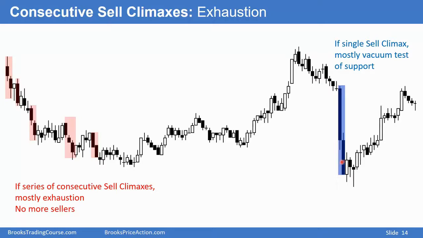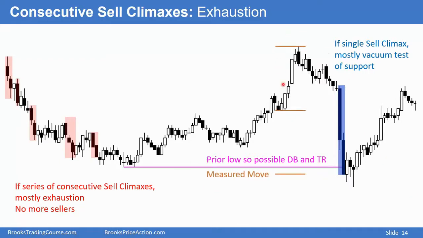Usually when you get a single sell climax and the market finds support and tries to reverse up, it's simply a sell vacuum test of support. It's a sell vacuum test of this area here where the bulls bought earlier. Testing the prior low, a possible double bottom, and possible trading range. Big up, big down, big confusion usually means trading range.